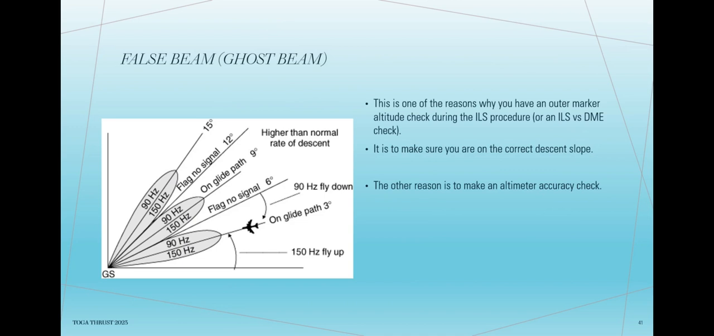This is one of the reasons why you have an outer marker altitude check during the ILS procedure, or an ILS versus DME check. It is to make sure you are on the correct descent slope. The other reason is to make an altimeter accuracy check.